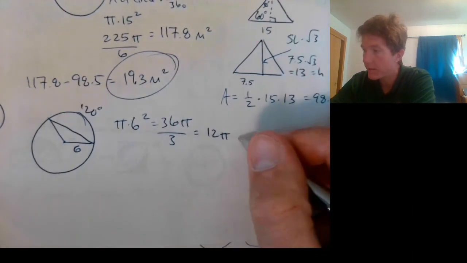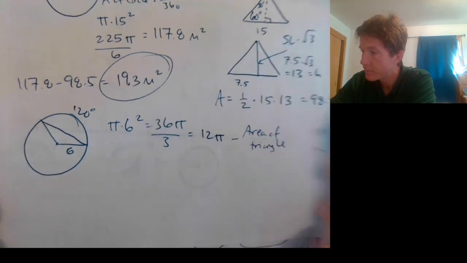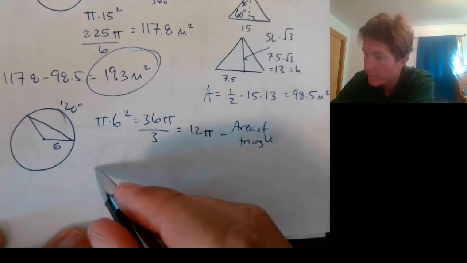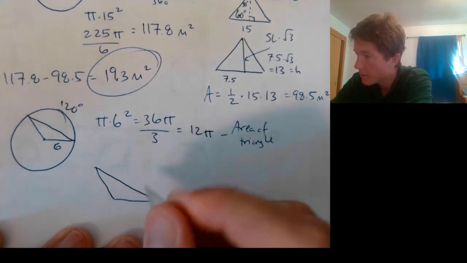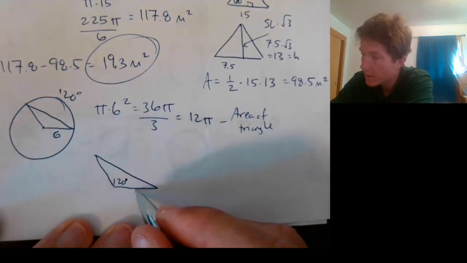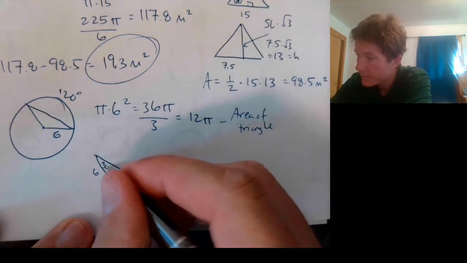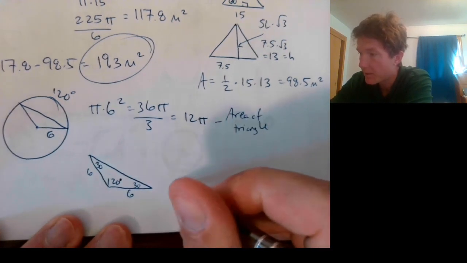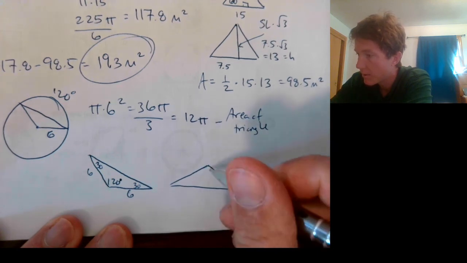Then I need to subtract the area of the triangle to get that. So looking at this triangle here, let's draw this out. This is an isosceles triangle with a central angle of 120. Why is it isosceles? Because the radius is 6, so each of these legs is the same length. This is 30 out here, and this is also 30. Okay, so I'm just going to flip this upside down so we can look at it with a good orientation.